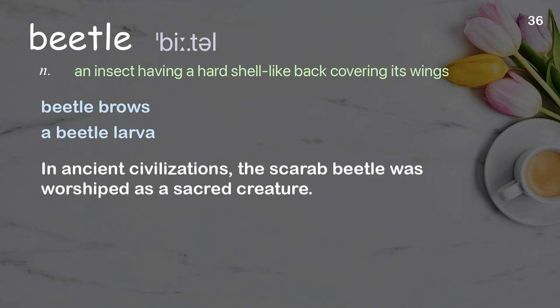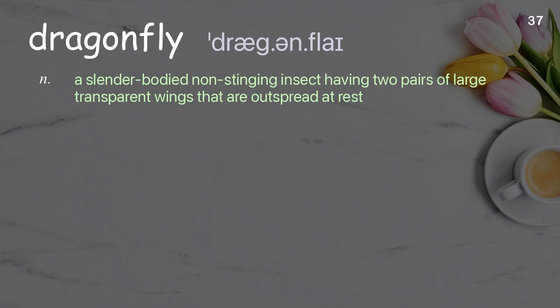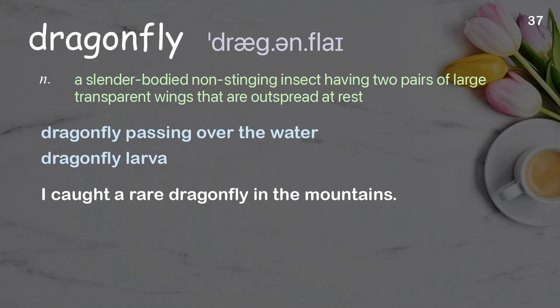Dragonfly. A slender-bodied non-stinging insect having two pairs of large transparent wings that are outspread at rest. Examples: dragonfly passing over the water. Dragonfly larva. I caught a rare dragonfly in the mountains.